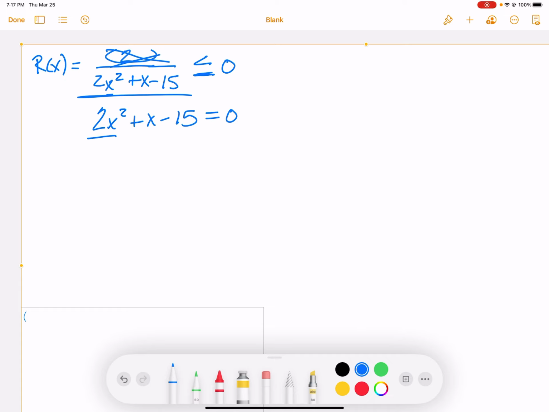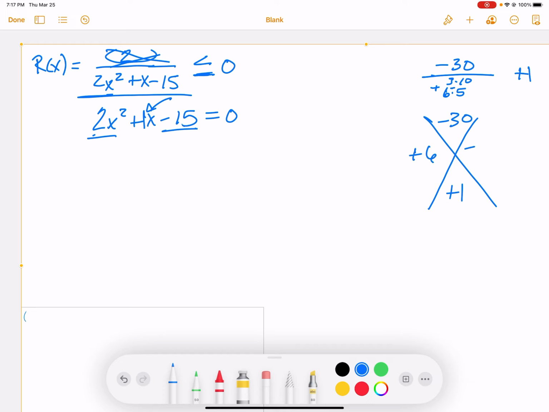I don't know if you remember the AC method. You want to take these two and multiply them together. It's going to give us negative 30. And we want factors that will add up to be plus 1. You can also do it like this. I don't know if you've seen this method. If you think of the factors of 30, we've got 3 and 10, 6 and 5, and that looks like it. We need to make a negative 30, but end up with a positive 1 here. So we need our 6 to be positive and our 5 to be negative. So we've got a positive 6 and a negative 5.